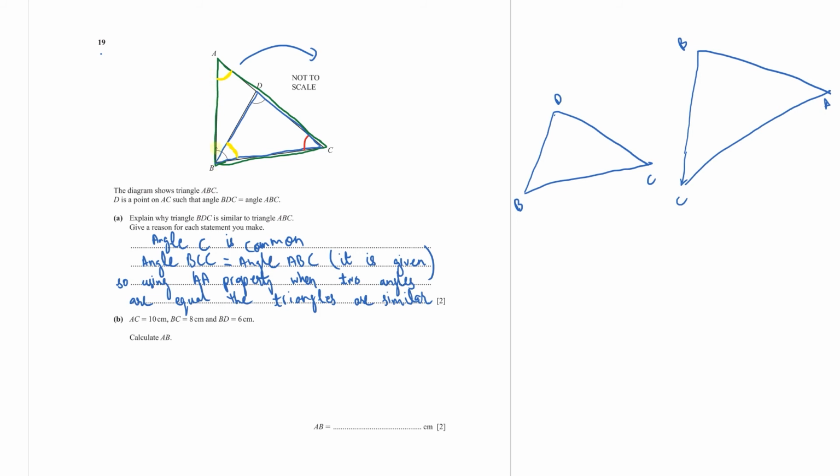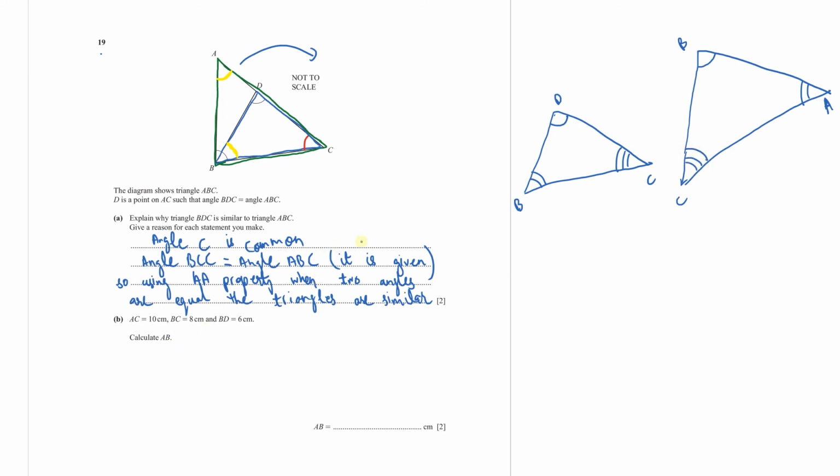Now we know that angle ABC is equal to the angle BDC in the other triangle. So these two are equal angles. And then angle BAC, this here, is equal to this angle DBC. So these two are equal. And the third angle is this angle C, which is common. So these angles are equal as well.